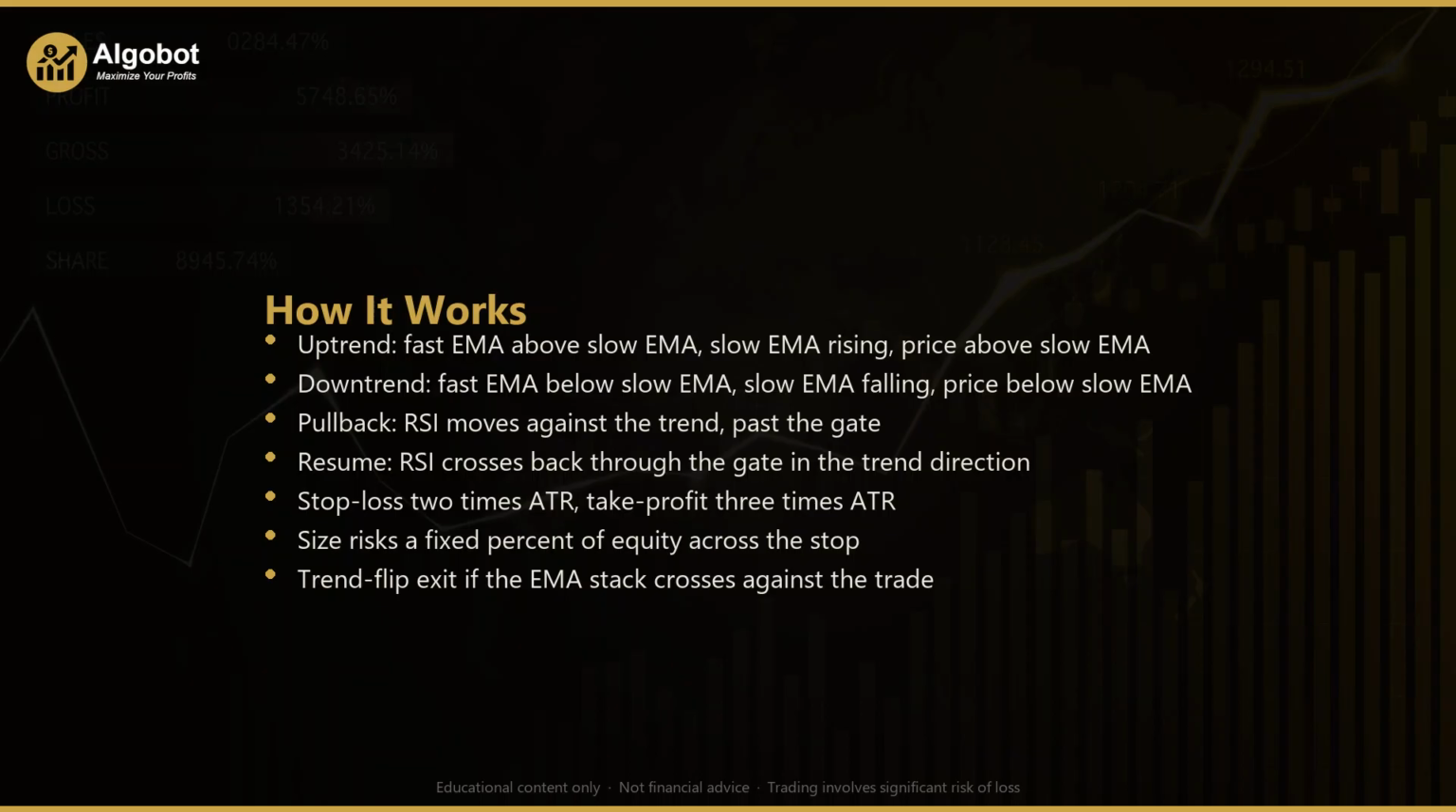Finally, an open trade is watched for a trend flip. If the fast-moving average crosses back against the position before the stop or target is reached, the EA closes that trade early to protect it. Only one position per magic number is held at a time.